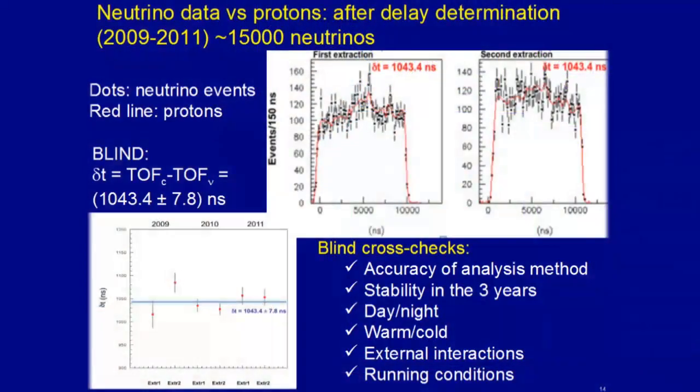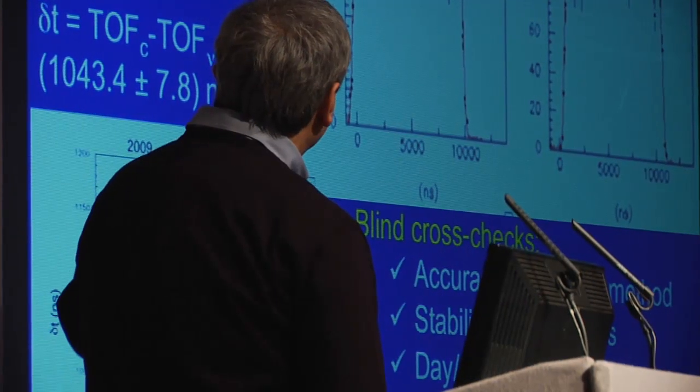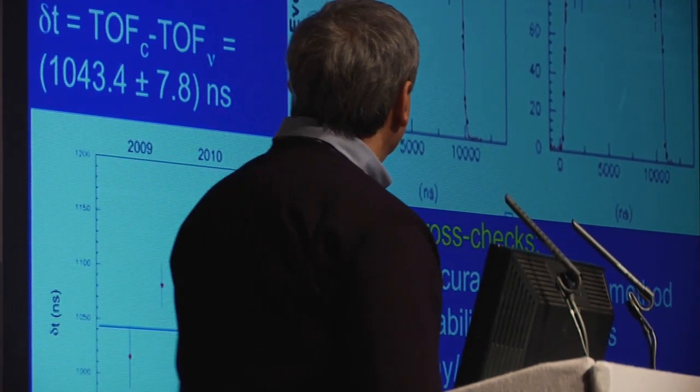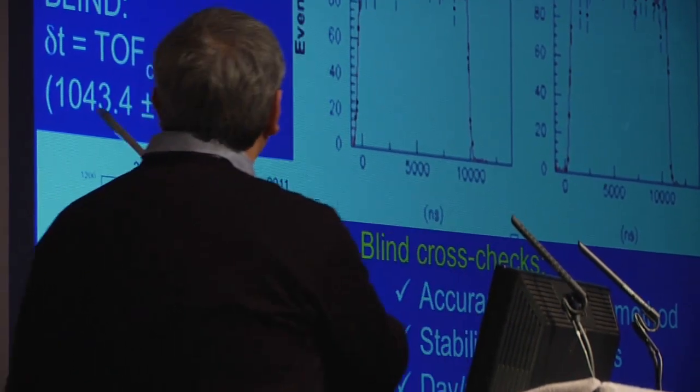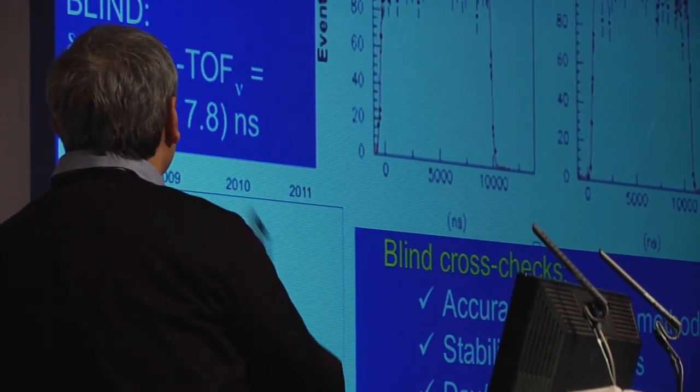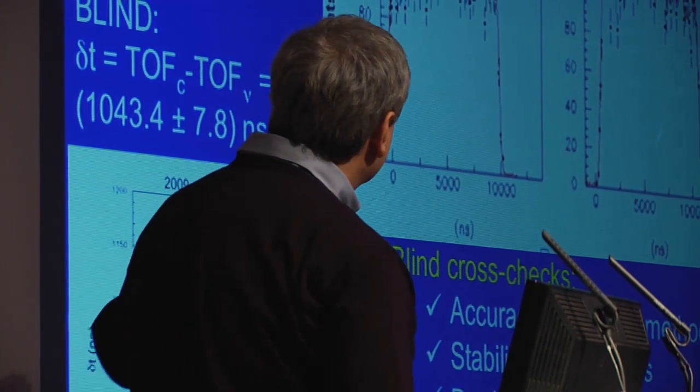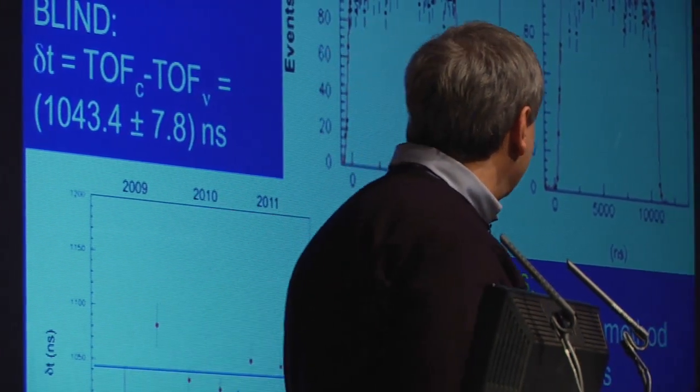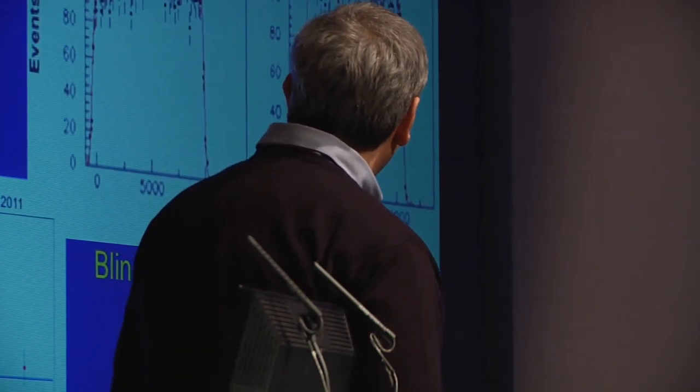So we did this for about 15,000 neutrinos. And here you can see how they compare with what you expect from the protons. The neutrinos are these dots, and the protons are the continuous red line. And this is the result of the blind analysis, which shows an anticipation of neutrinos of about 1 microsecond, which doesn't make sense, but this was done on purpose in order not to know the real anticipation.